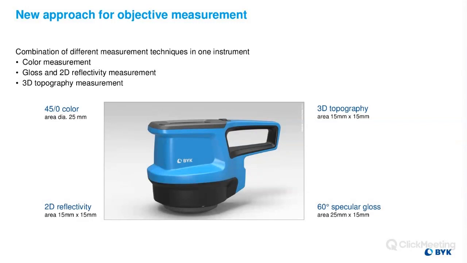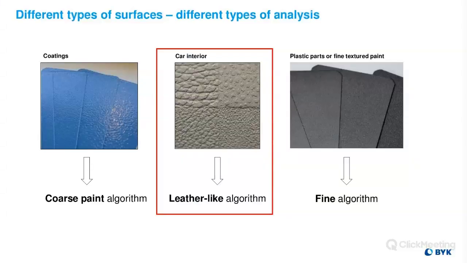When we look at different types of surfaces, what we've realized when developing this instrument is that different types of surfaces need to be evaluated in different ways. And so what we've done is developed certain algorithms for different types of textured materials. Currently we have 3 algorithms: the coarse paint algorithm, the leather-like algorithm, and the fine algorithm.